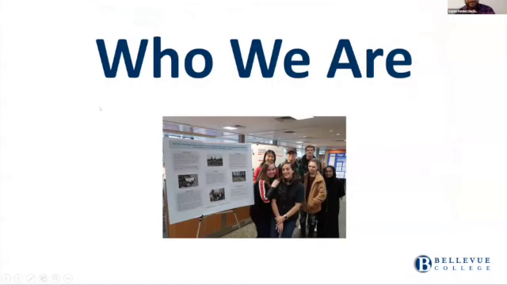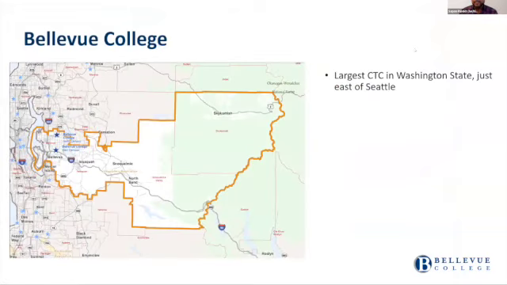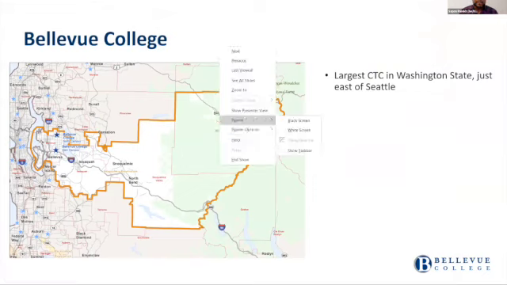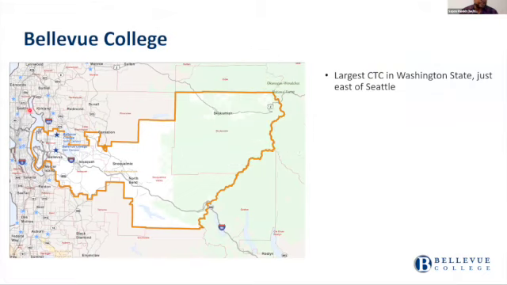So let's start with who we are. By the way, this is a picture of a biology faculty with students who did a service project, and they're presenting on that project as a part of our quarterly showcase symposium that we put on. So Bellevue College is the largest community technical college in Washington State, and we're the 3rd largest higher ed institution in Washington. So we are just east of Seattle. So Seattle is here, and this is Bellevue.